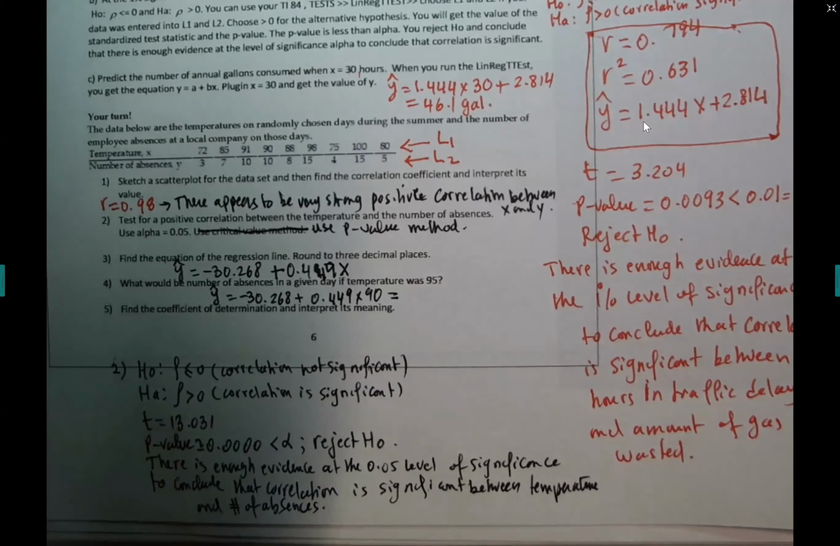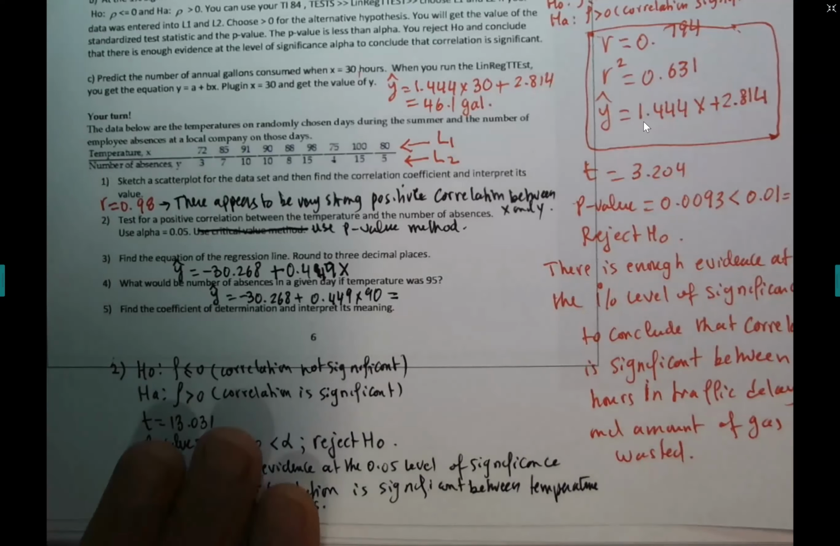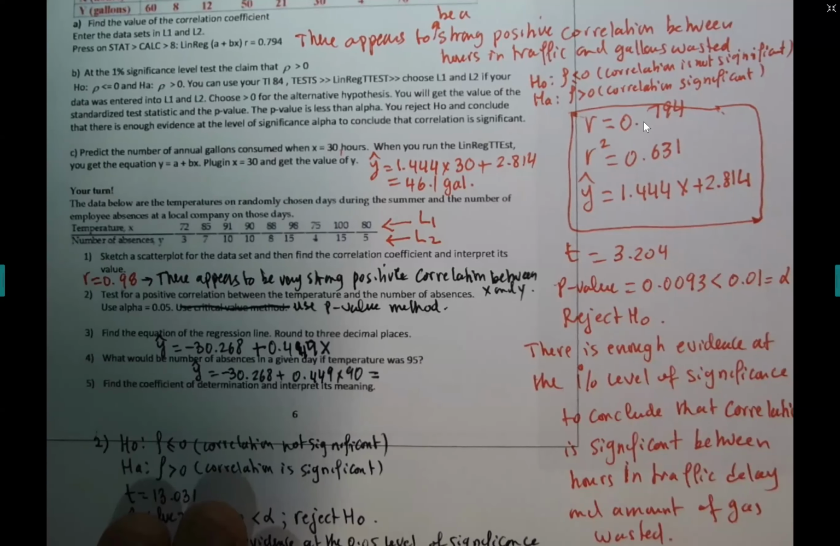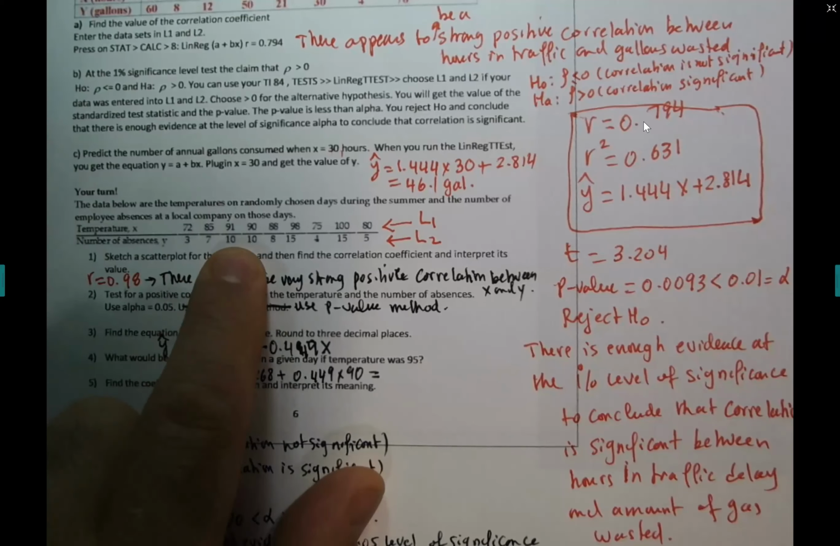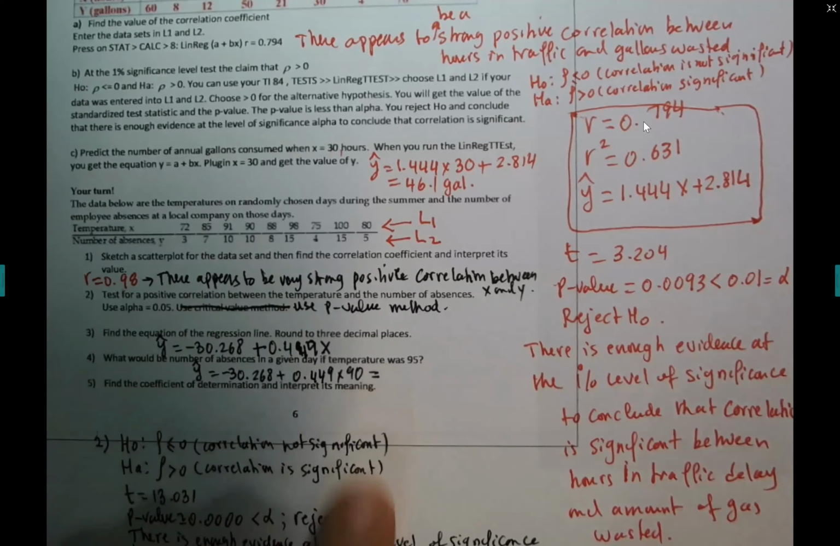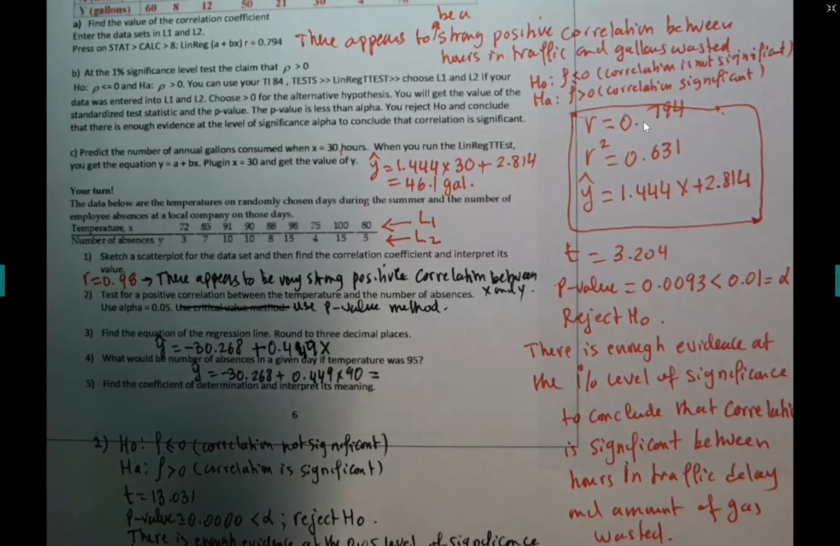Okay. Let's see if we get something close to 10. If the temperature is 90, the number of absences according to the table was 10. This is called the observed value. Let's see if the predicted value will be close. It should be close because I got my R to be very close to 1.